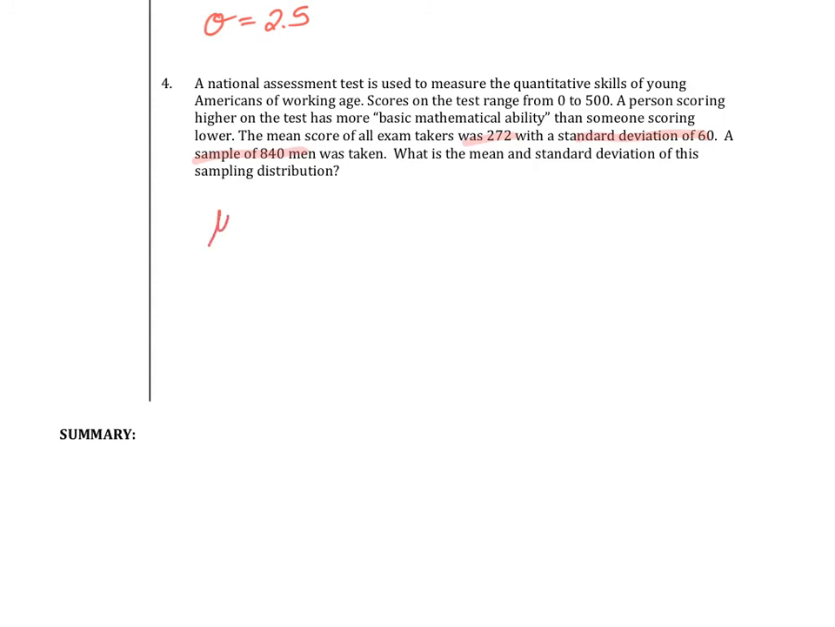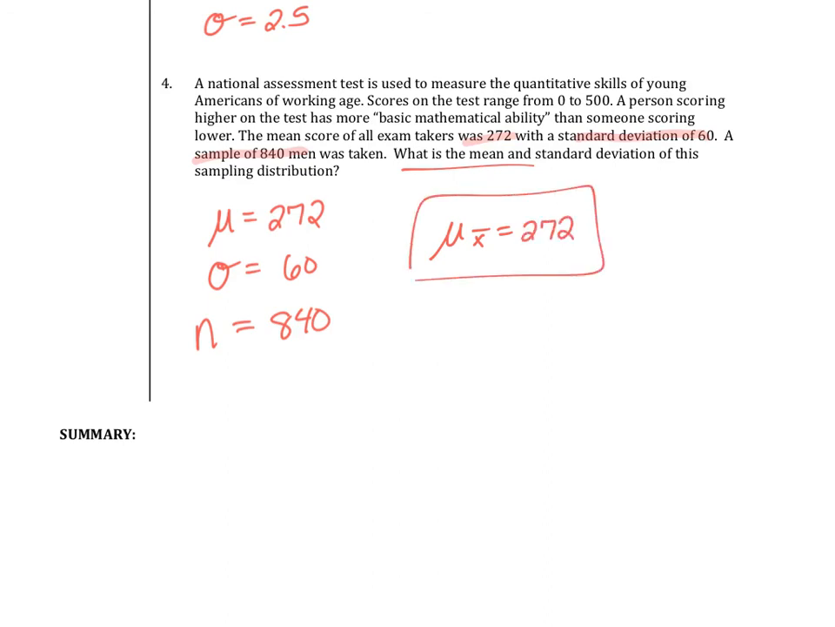So we know that the average was 272. This is for the population. The standard deviation for the population is 60. And then we know that n is the size of our sample, which was 840. So we want to find out what the mean is for this. The mean of our sampling distribution is still 272. That does not change. But the standard deviation is going to change.